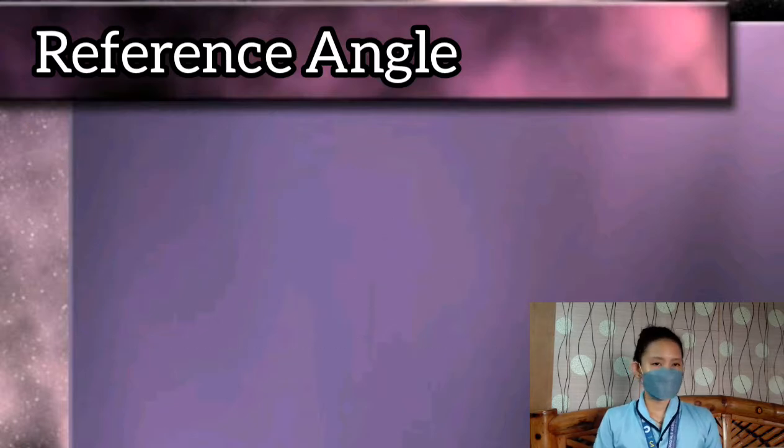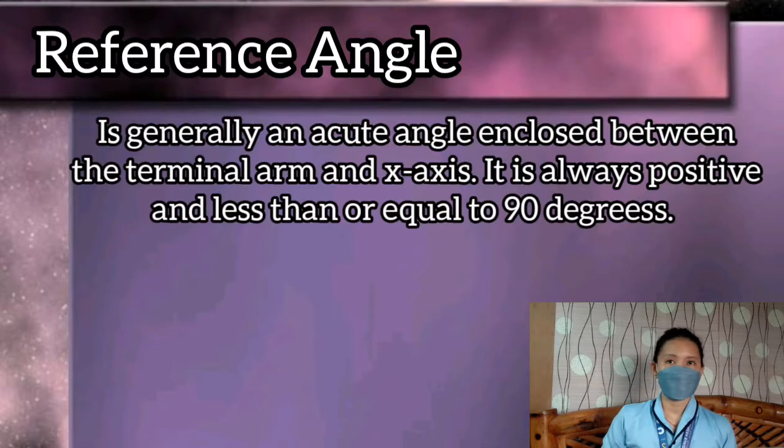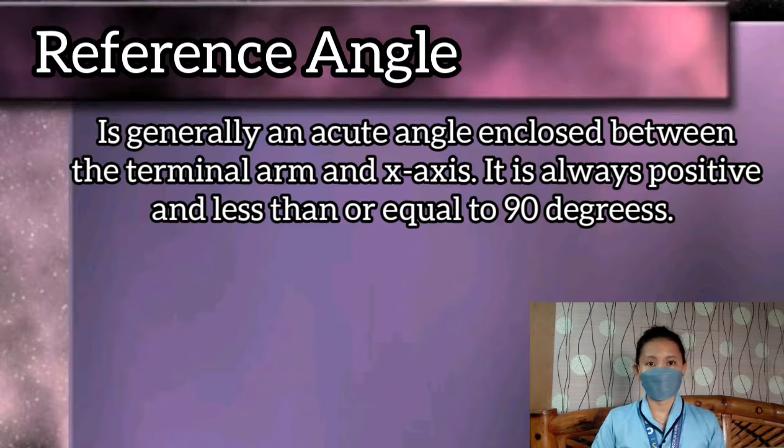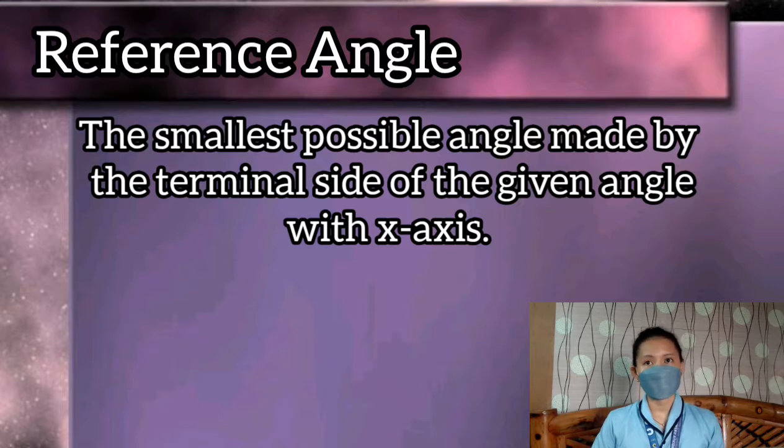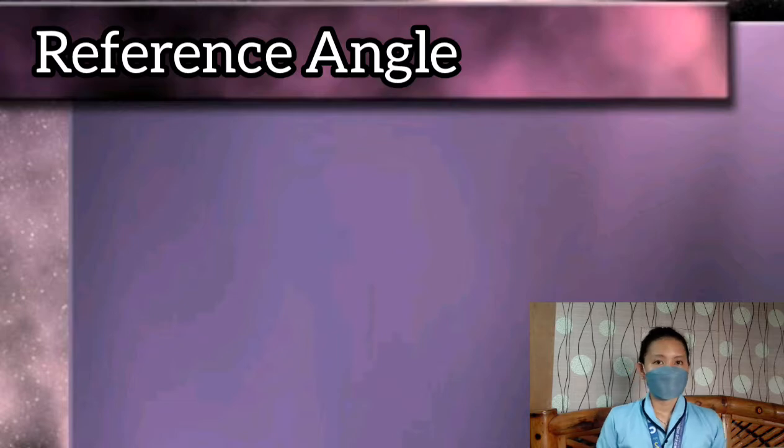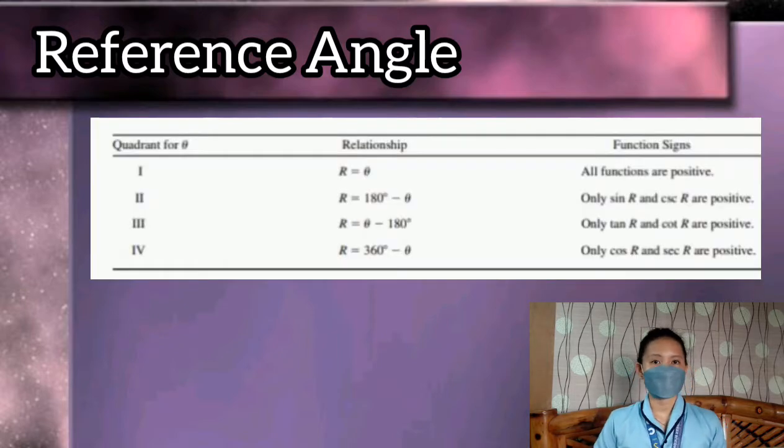So, what is reference angle, class? Anyone? Okay, so reference angle, let's just read this one. Reference angle is generally an acute angle enclosed between the terminal arm and the x-axis. It is always positive and less than or equal to 90 degrees. And also reference angle is the smallest possible angle made by the terminal side of the given angle with the x-axis. So here are the reference angle formulas depending on the quadrant of the given angle.